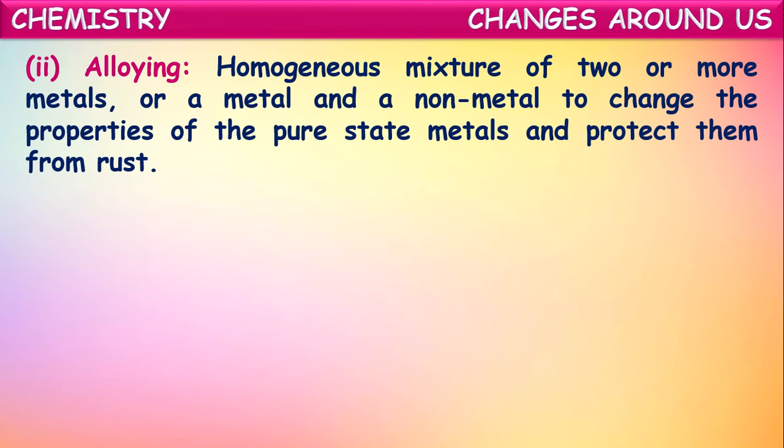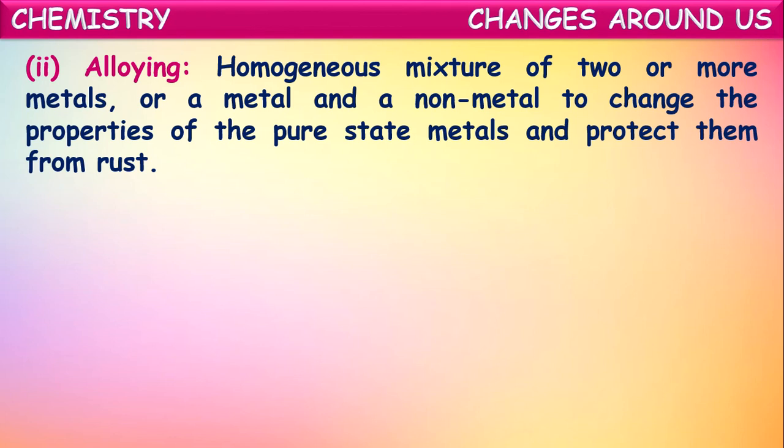One more method is alloying. Alloying means the homogeneous mixture of two or more metals or a metal and a non-metal to change the properties of the pure substance or metal and to protect them from rusting. So the mixture of two or more metals or a metal with a non-metal is generally called an alloy. By mixing these metals with some other metals or non-metals, they are made rustless. So it is also one of the processes to avoid rusting of iron articles.